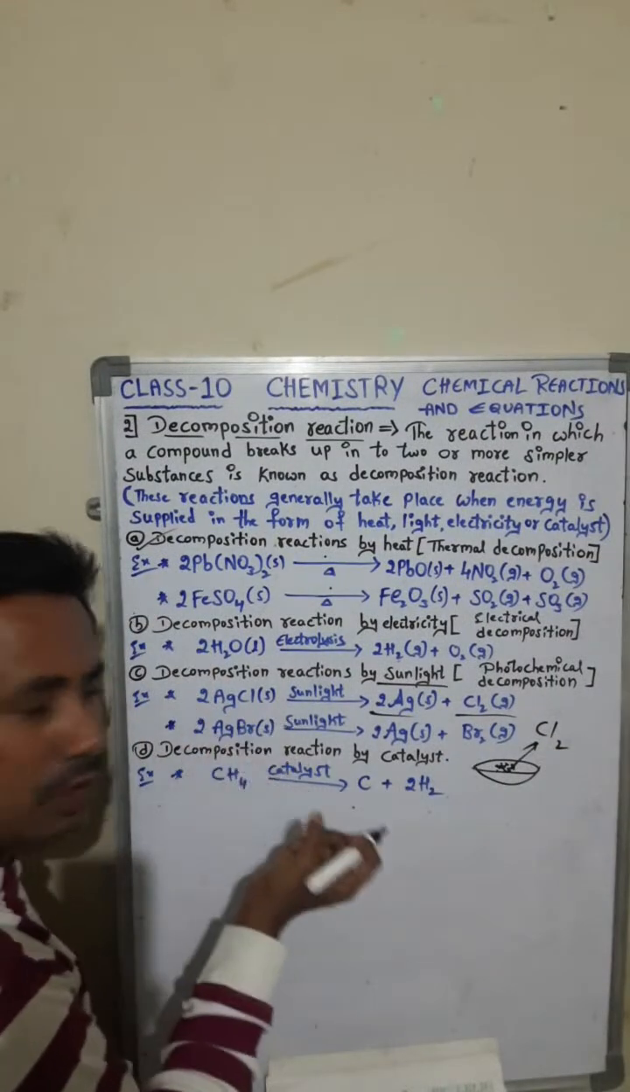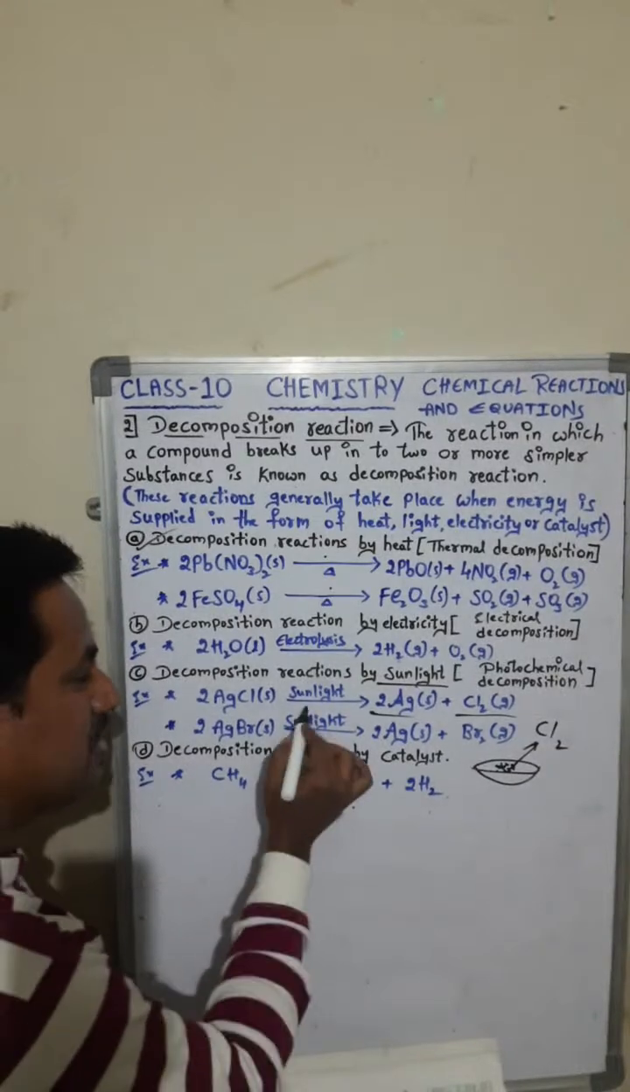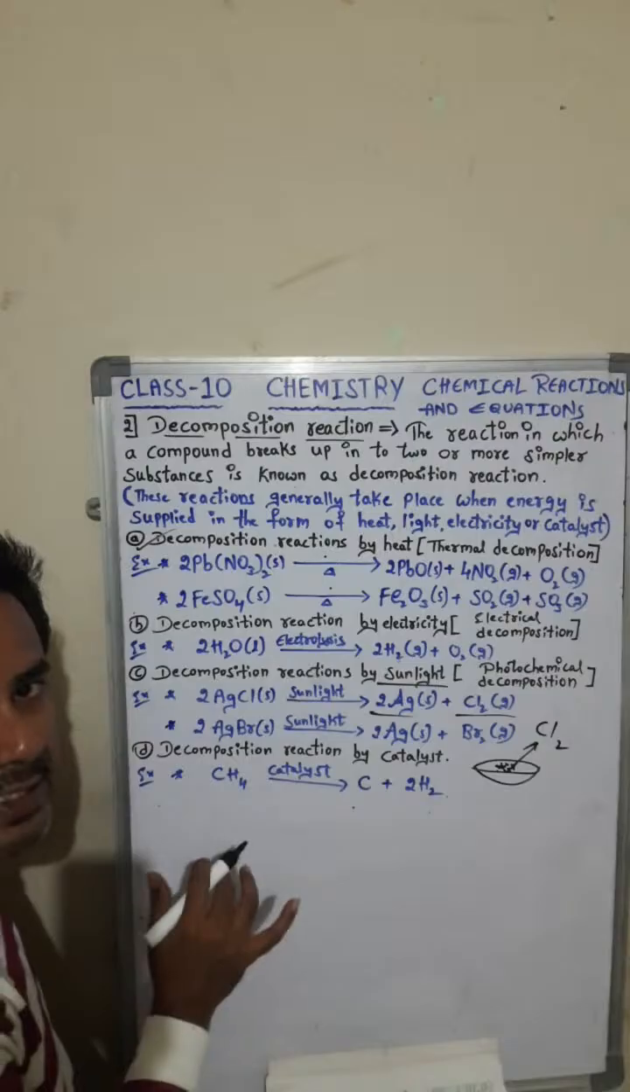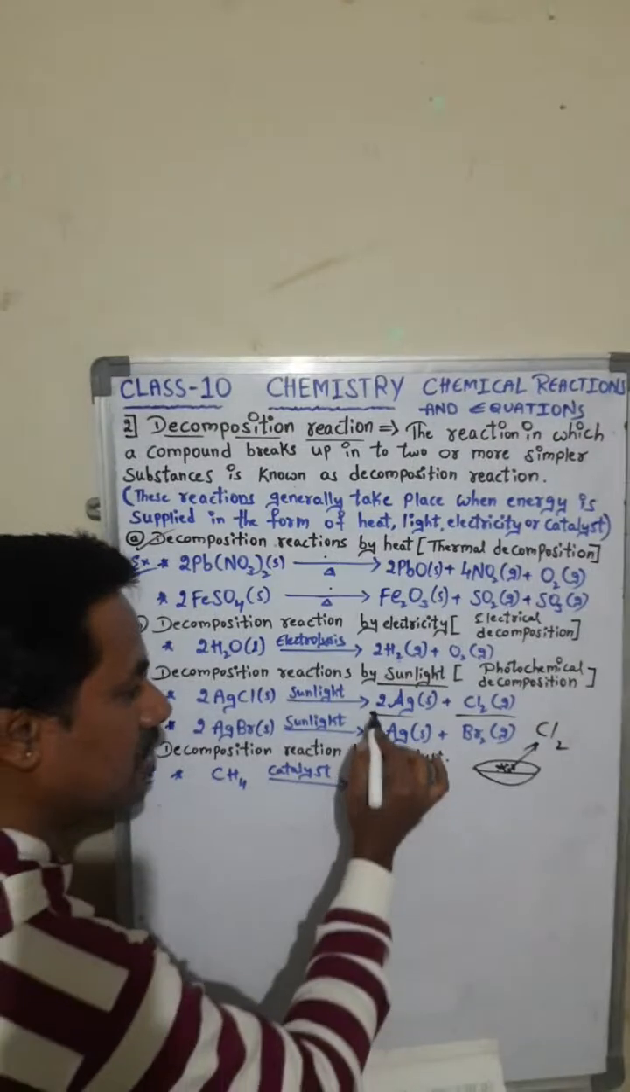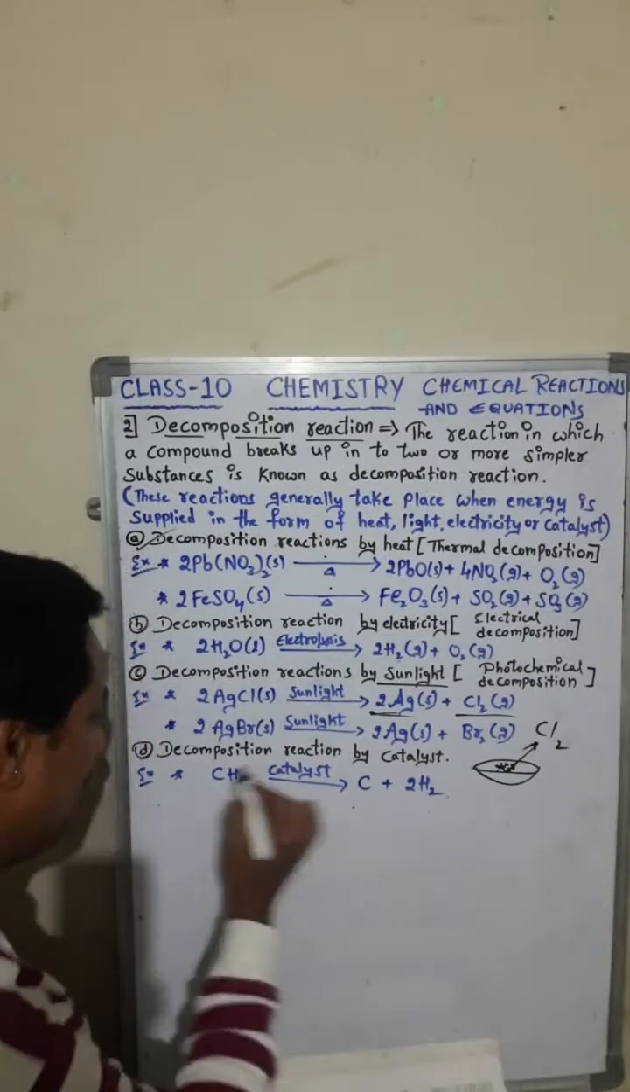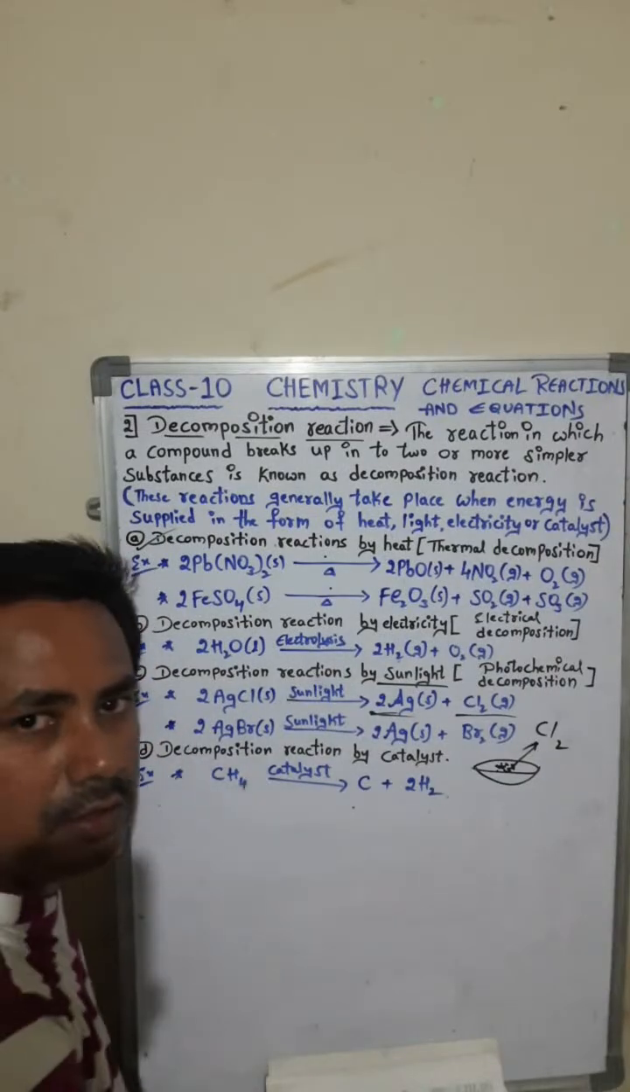When we supply energy to one compound, which energy are we supplying? Photochemical decomposition is taking place. Sunlight is providing the energy. So silver is separated, chlorine is separated. Clear? Easy? Same with AgBr.